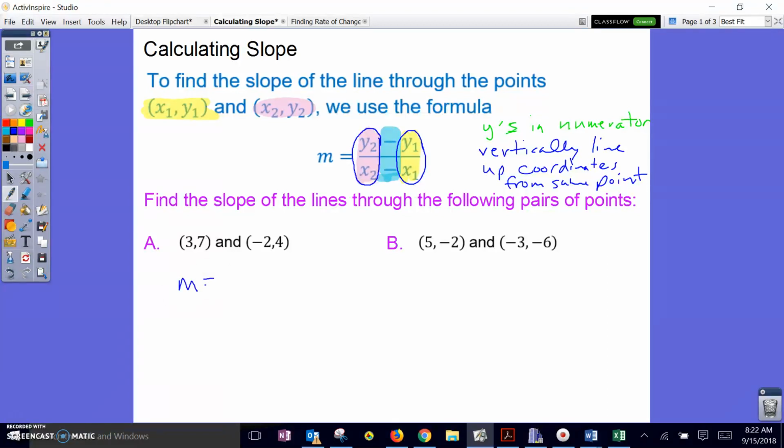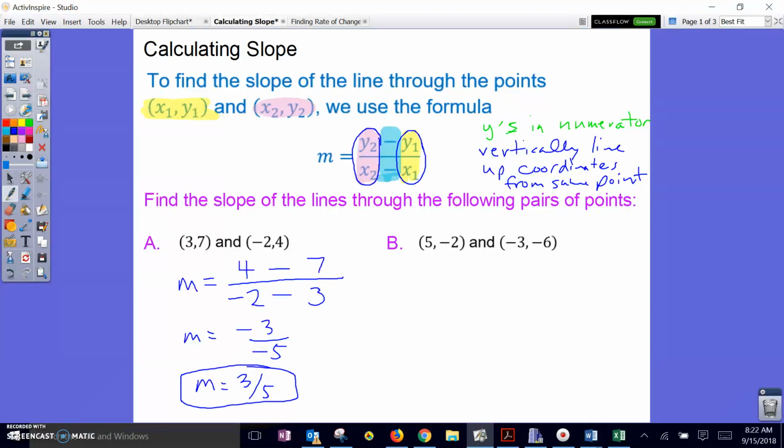We've got slope equals, and I'm going to use negative 2, 4 as my second point here in the formula. So I put the y coordinate in the numerator, the x coordinate in the denominator. I do the same thing with the other point. I put the y coordinate in the numerator, I put the x coordinate in the denominator, and then I subtract those. And then I go ahead and do the calculations, and that gives me negative 3 over negative 5, which, since I have a negative divided by a negative, I'm going to simplify to just positive 3/5. And that's my slope of the line through those 2 points.